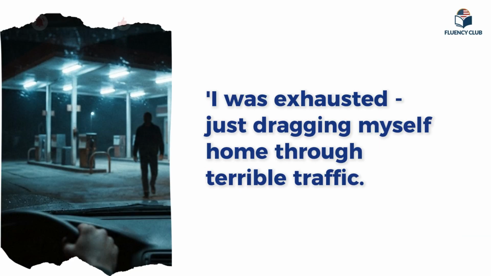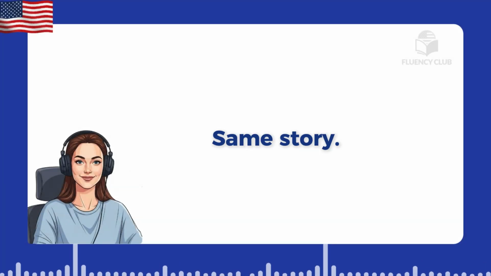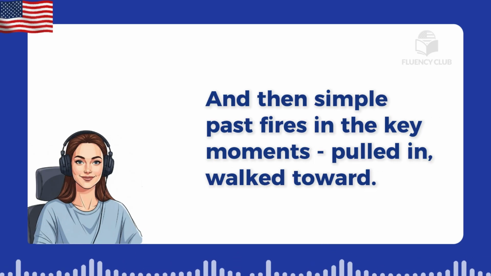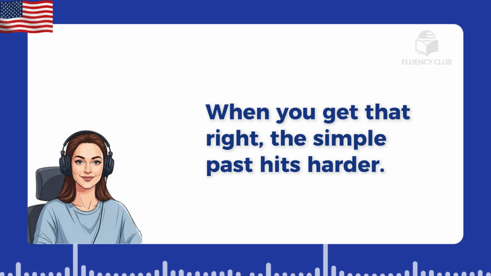Now compare. I was exhausted, just dragging myself home through terrible traffic. I pulled into a gas station, and this guy walked straight toward me. Same story. But version 2 uses past continuous to hold the mood: tired, dragging, traffic heavy. And then simple past fires in the key moments: pulled in, walked toward. The background isn't just grammar filler. It's emotional setup. When you get that right, the simple past hits harder.